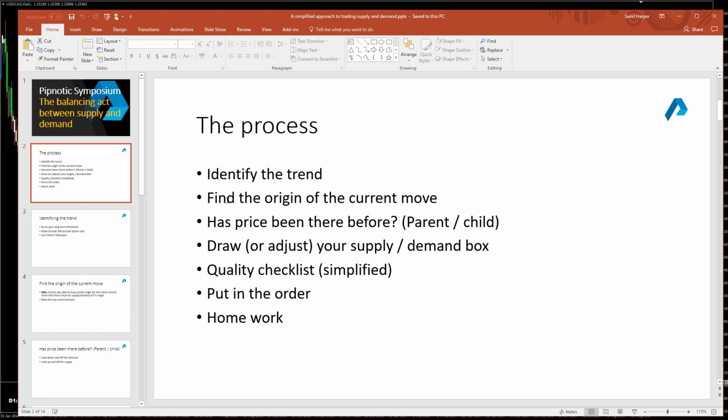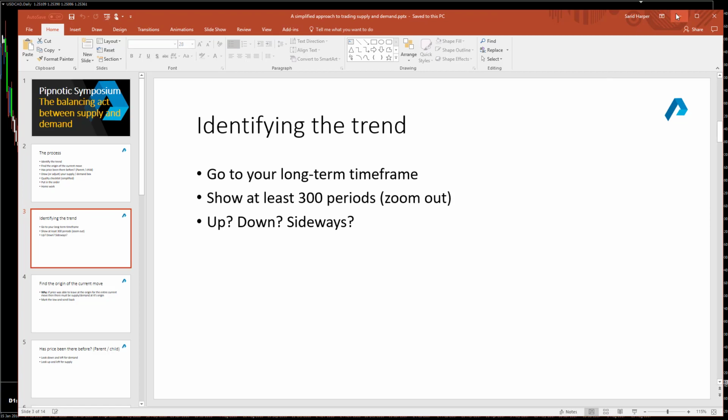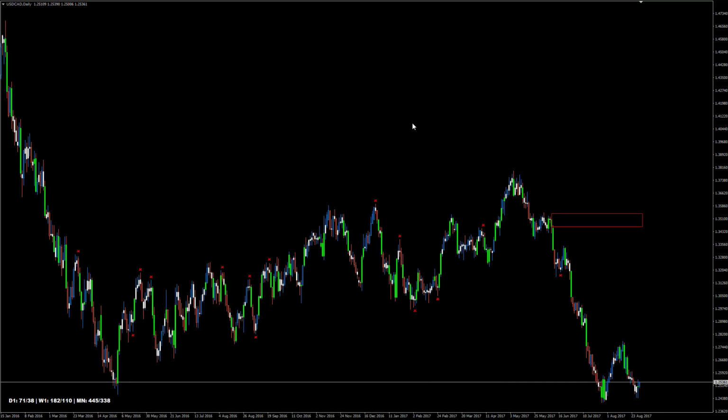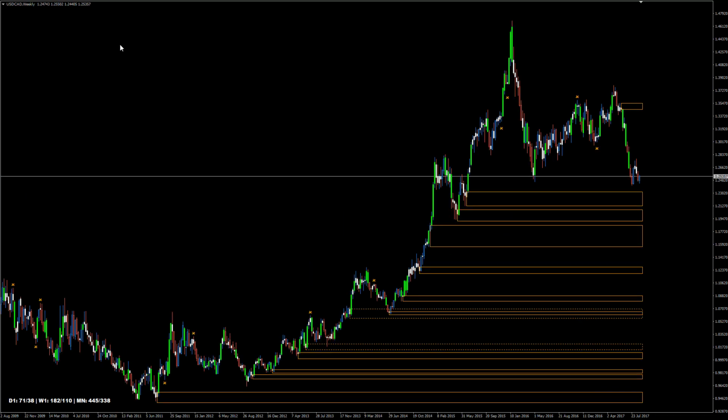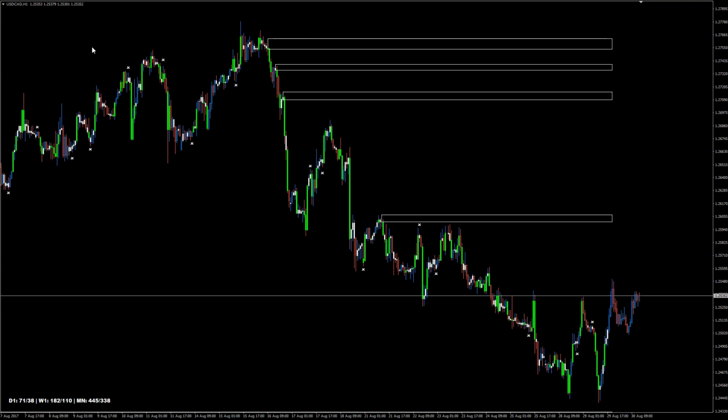We identify the trend, we find the origin of the current move, and then we ask ourselves a series of questions which enables us to find the areas of supply and demand that we think price is going to react on. So if we start off by identifying the trend, you go to your trading time frame. If you're a longer term trader, this might be the weekly chart, maybe the daily chart or the 4 hour, it doesn't matter. We'll choose the 1 hour chart for this.